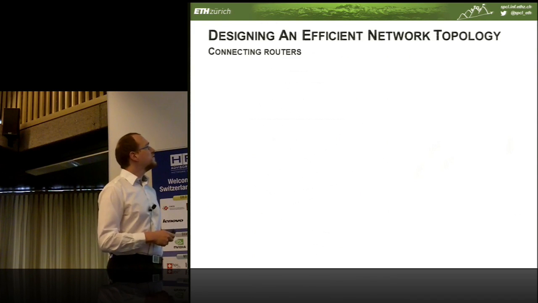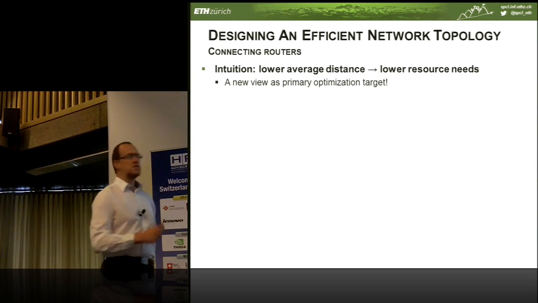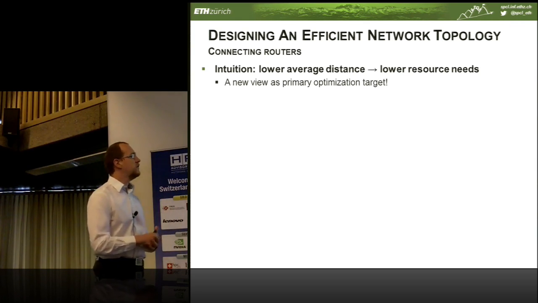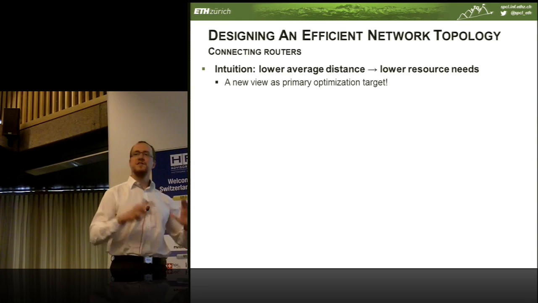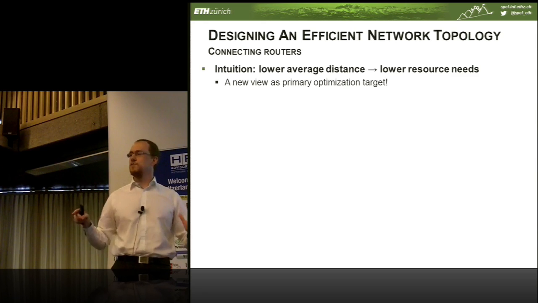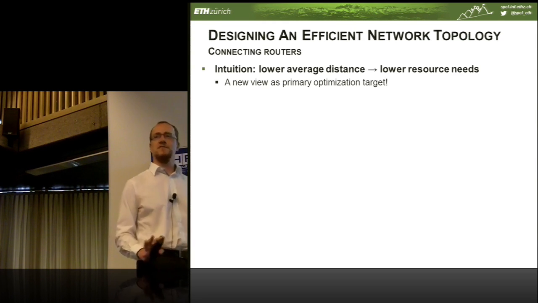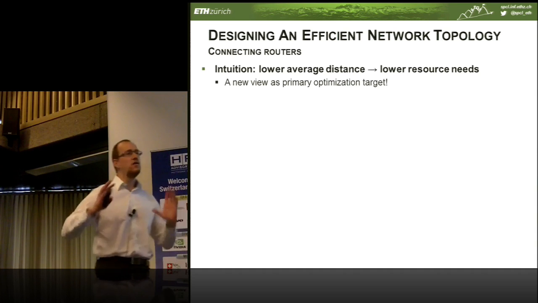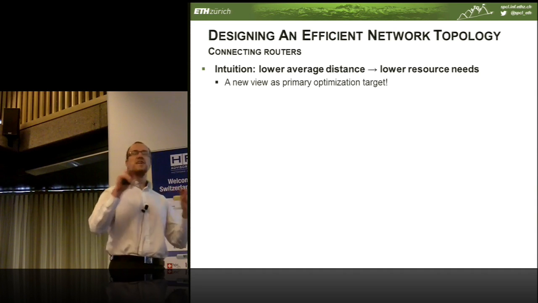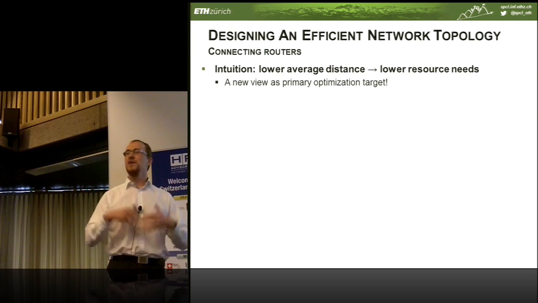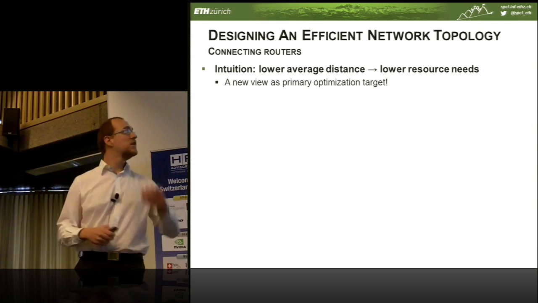So what does this really mean, to design an efficient network topology? The main intuition, and this is one of the key points of this talk, is that if you lower the average distance that your packets travel through the network, you lower your resource needs. And I'm not talking about latency, I do not care about latency. I'm saying I lower my resource needs because the longer a packet travels through my network topology, the more cable it occupies, and the more cable I need to buy in order to route for this network. So this is really the intuition.